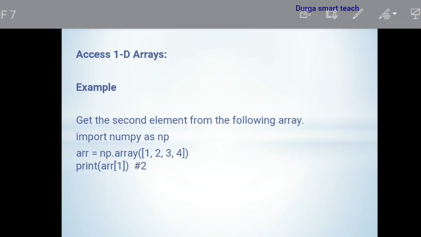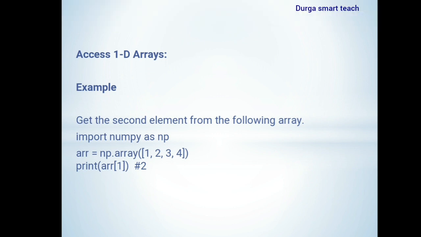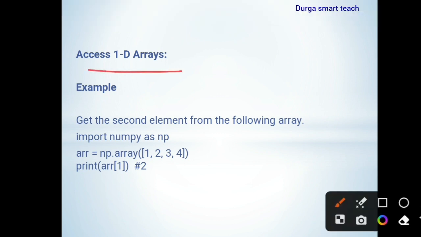So let's see the first one, the one dimensional array. Accessing 1D arrays. We all know how to create a one dimensional array, right? Get the second element from the following array. First we need to create the array. For that purpose, we need to import numpy. Import numpy as np. Next, array name equals np dot array of elements. So here arr is the array name, equals np dot array of 1 2 3 4.